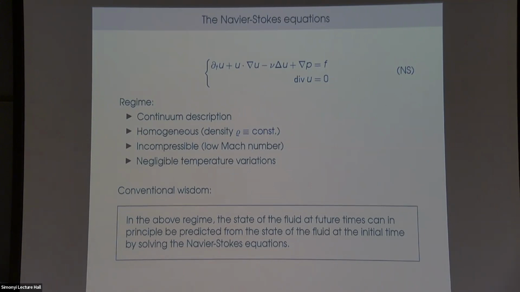Its volume doesn't change. Incompressibility is said to be a good approximation in the low Mach number regime, which means that the characteristic speeds of the flow are much smaller than the speed of sound through the fluid. And lastly, we assume that temperature variations are negligible. So in this regime, and maybe there's something I even forgot, the conventional wisdom is the following: the state of the fluid at future times can in principle be predicted from the state of the fluid at the initial time by solving the PDE.